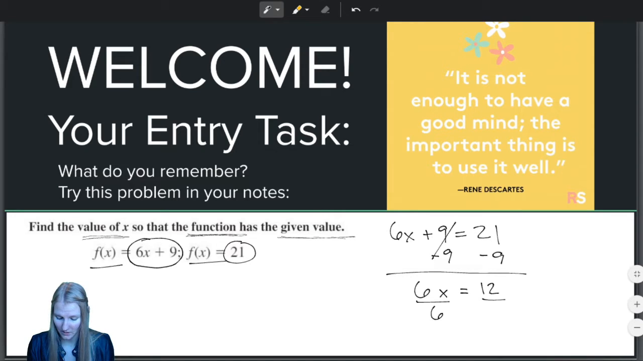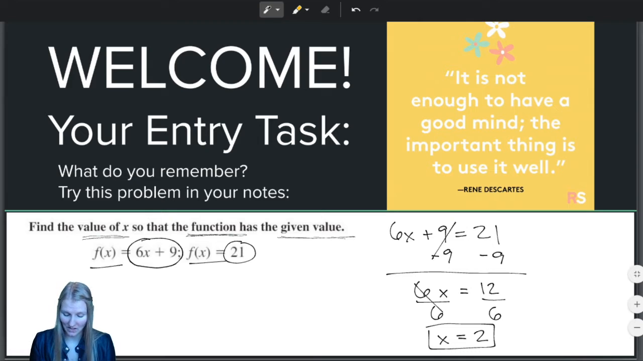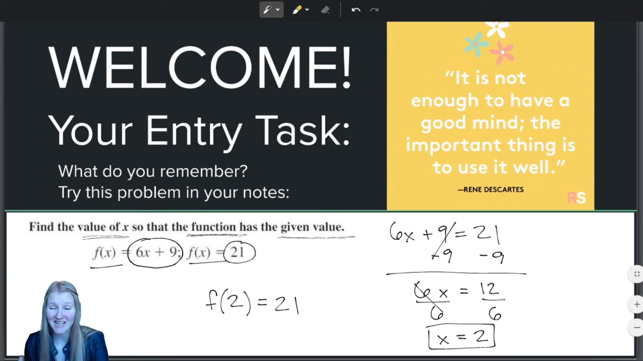Divide by 6 on both sides, and we get 12 divided by 6 is 2. So what this means is when x is 2, then the output is 21. So when x is 2, f of x is 21, or we can say f of 2, excuse me, f of 2 equals 21. Okay, that was a nice little review from yesterday.